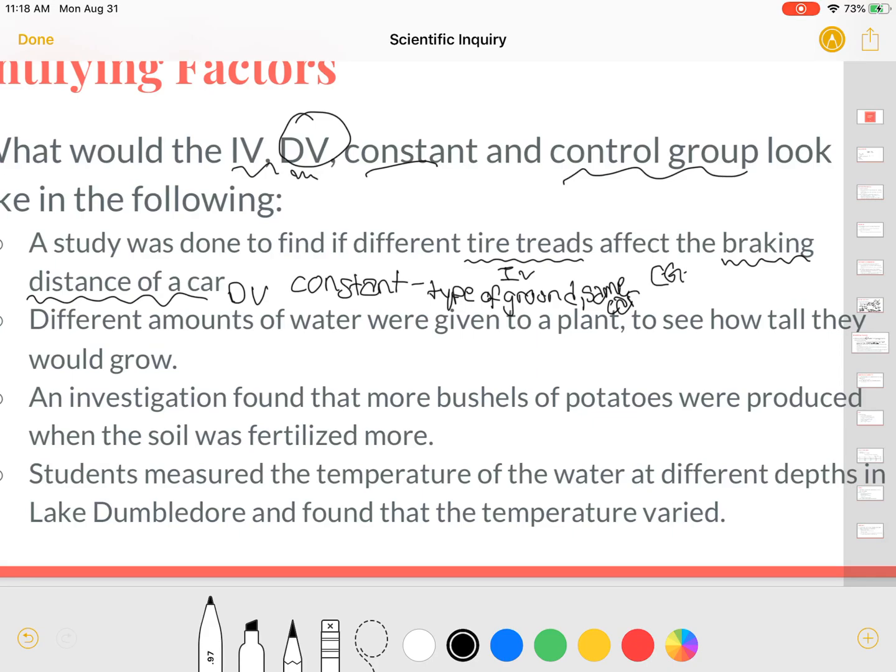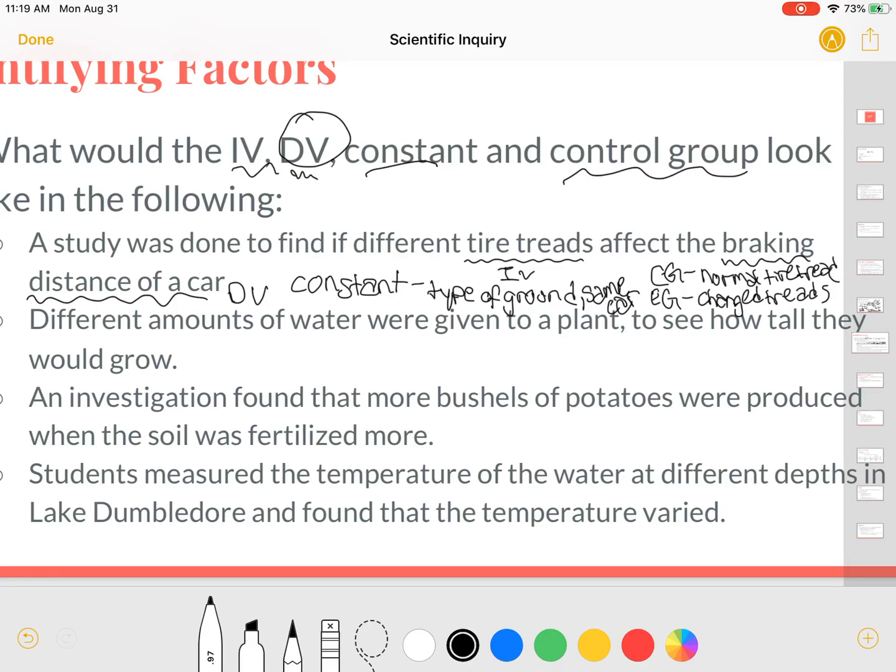Then your control group, again, is the normal one. For this one, where it says different tire treads, the control is going to be the normal tire tread. I don't know what the normal tire tread is, so I'm just going to say it's the normal one. Your experimental groups will be the changed treads, the ones with all of the different treads that aren't typically there. From there, we have identified all of the variables that the experiment has.